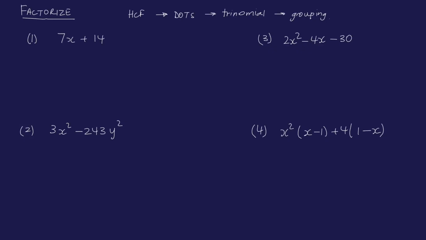So question number 1, factorize 7x plus 14. Between 7 and 14, I can take out a factor of 7. So 7 is my highest common factor. If I've taken out 7 as a factor, 7 times what will give me 7x? 7 times x will give me 7x. Then 7 times what will give me 14? 7 times positive 2 will give me 14.